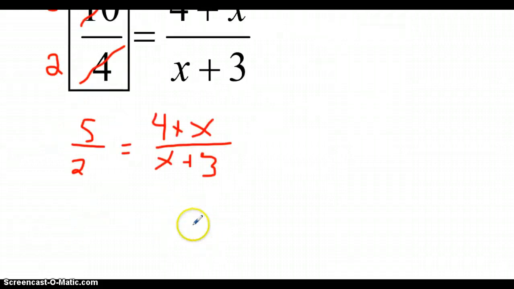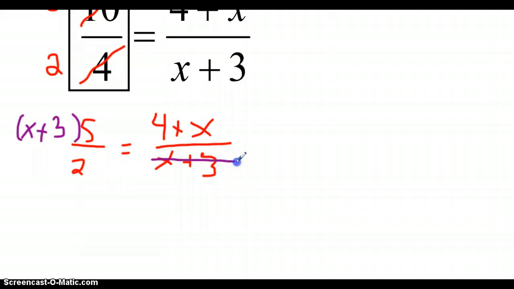Okay, so now what I'm going to do is cross multiply. What that really means is we're getting rid of the denominators by multiplying the entire equation by both 2 and x plus 3. And what that does is it makes those opposite denominators disappear. So I'm going to multiply by x plus 3, and that will cancel this denominator over here, because what we do to one side of the equation we have to do to the other, these two cancel.